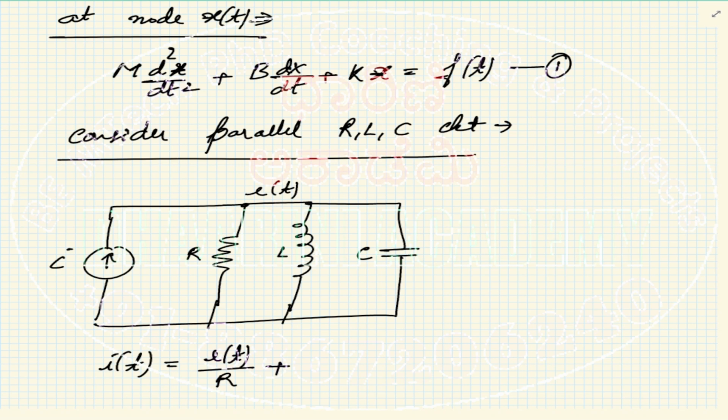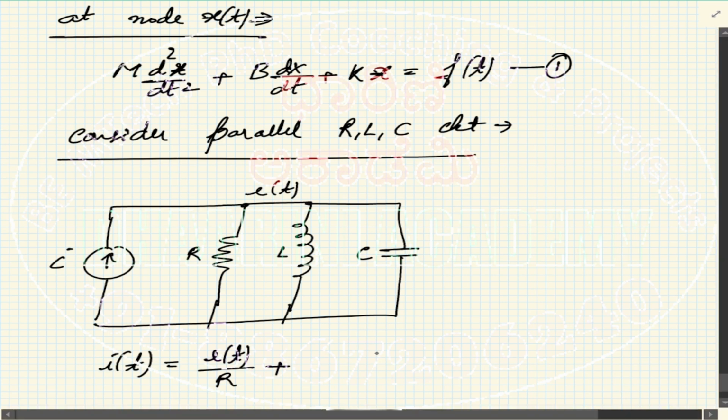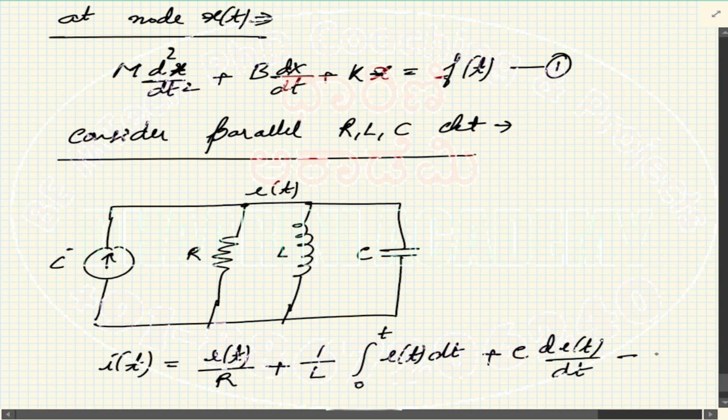So what is the equation for the current leaving the inductor? Again, it's actually Ohm's law only, but applied in a different way for an inductor. For an inductor, the current through the inductor is given by 1 by L integral 0 to t of the voltage across that device, that is E of t dt. Okay, plus the next term through the capacitor, right? Capacitor is C into dv by dt, so this is C d E of t by dt. Okay, so this is equation number 2.